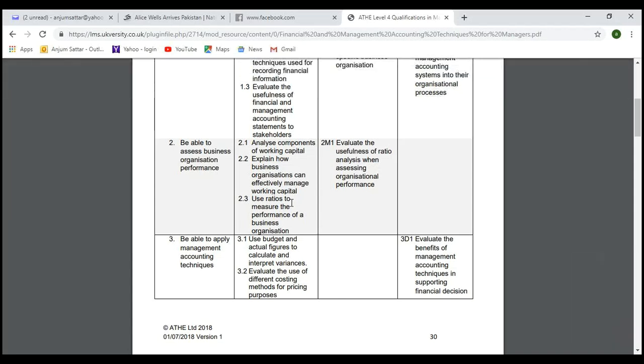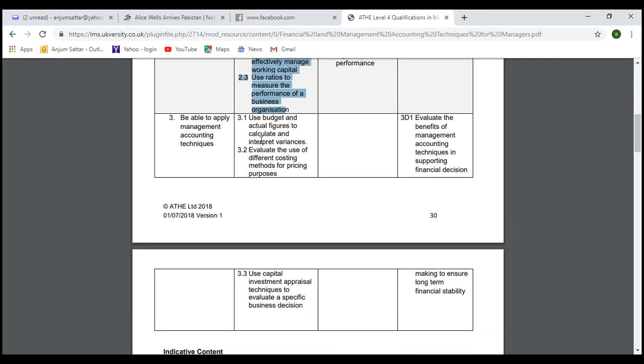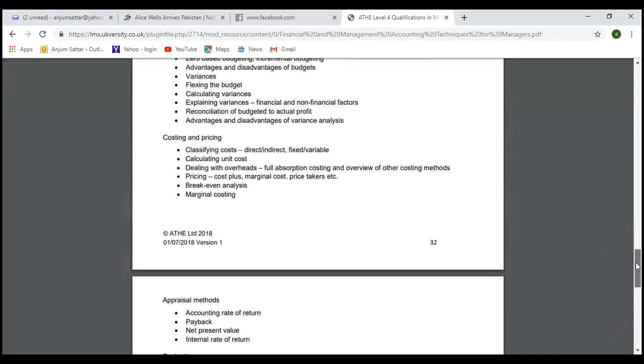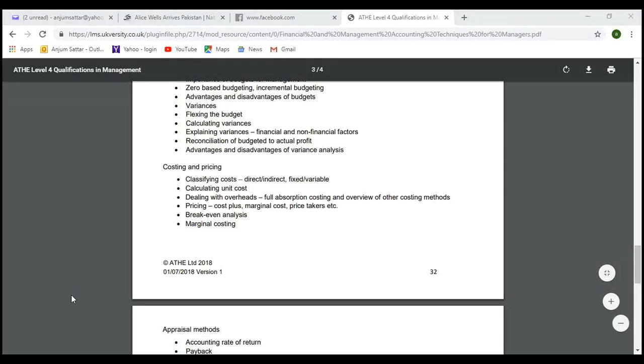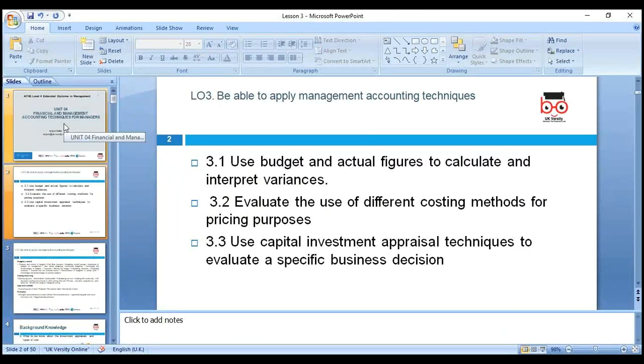In the second lesson, we discussed being able to assess business organization performance, where we learned about financial ratios. We discussed four types: profitability, liquidity, use of resources, and efficiency ratios. Today's lesson is about being able to apply management accounting techniques. We have three assessment criteria, and the indicative contents, which we'll go through first, are what we're supposed to learn under lesson 3, unit 4.